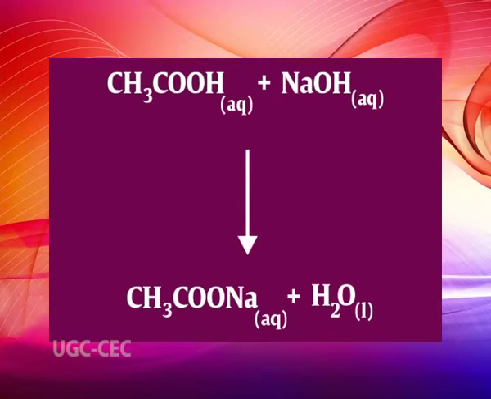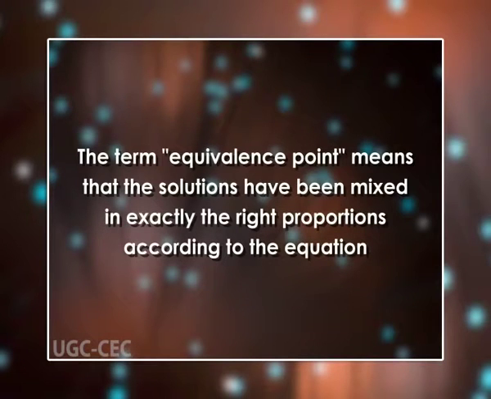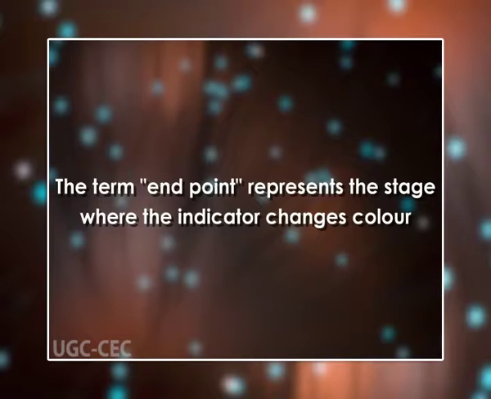Similarly, if we titrate sodium hydroxide solution with ethanoic acid, at the equivalence point, the pure sodium ethanoate formed has a slightly alkaline pH because the ethanoate ion is slightly basic. The term equivalence point means that the solutions have been mixed in exactly the right proportions according to the equation. The term endpoint represents the stage where the indicator changes color. As we will learn later, endpoint isn't necessarily exactly the same as the equivalence point.